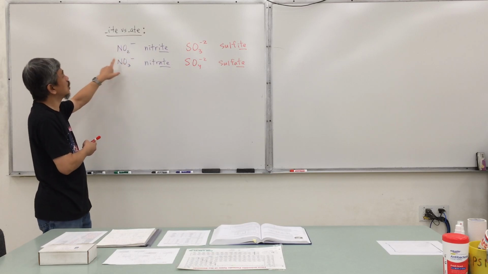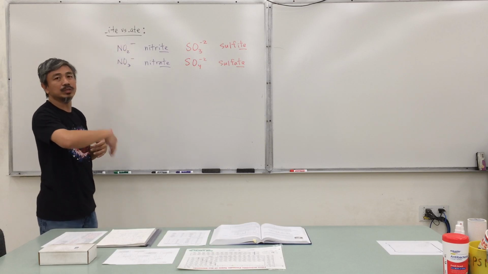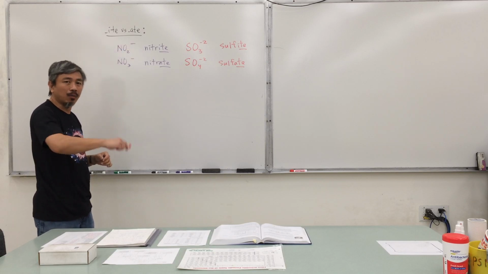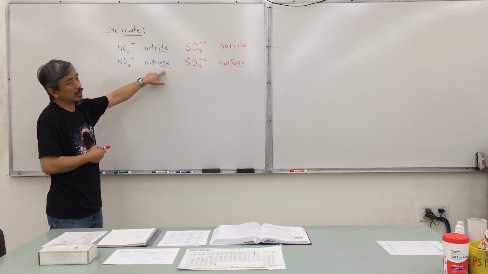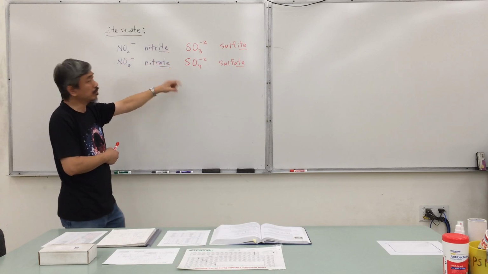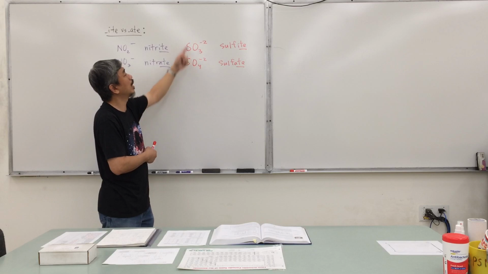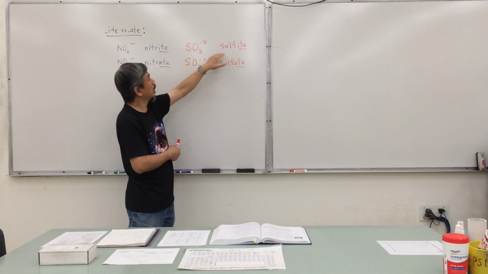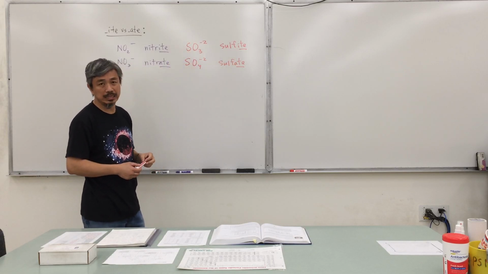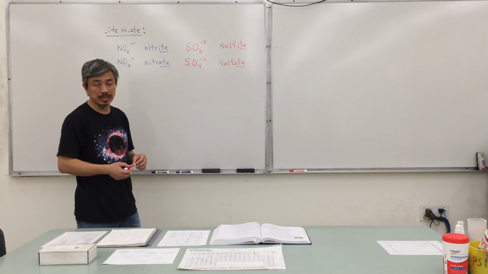I have 3 oxygen here for 1 nitrogen. That means that going from here to here, I've increased the number of oxygen by 1. And that 1 increase in oxygen is denoted by a change in the ending from ITE to ATE. Same thing over here. I have 3 connected to the sulfur here, and I have 4, 1 more than the 3. Therefore, the one that has fewer oxygen will have the ITE ending. The one that has a greater number will be the ATE ending.